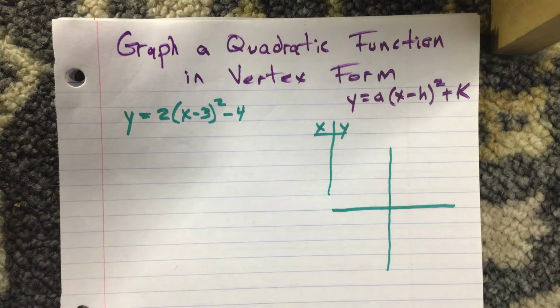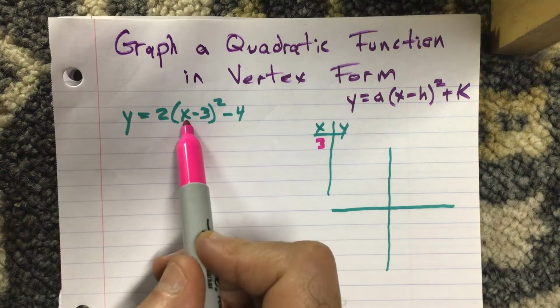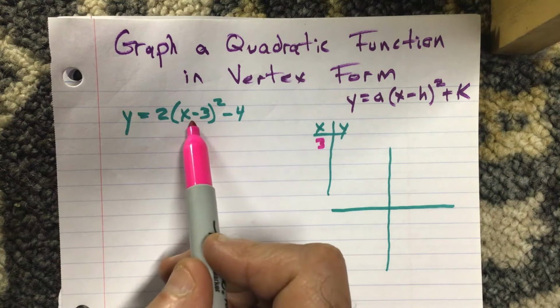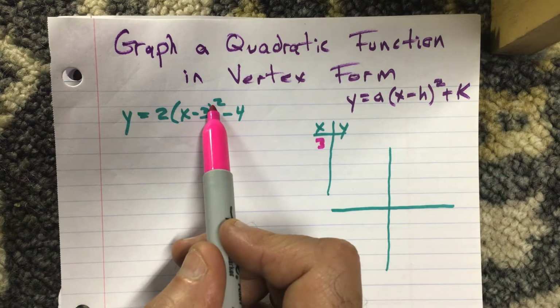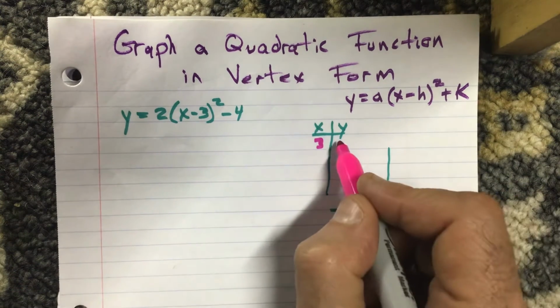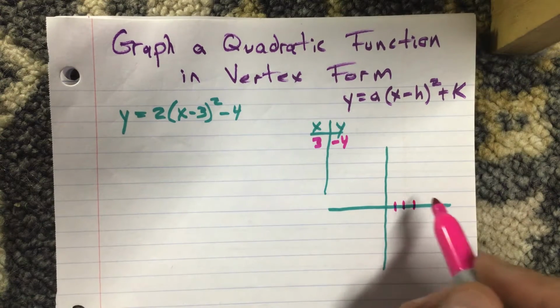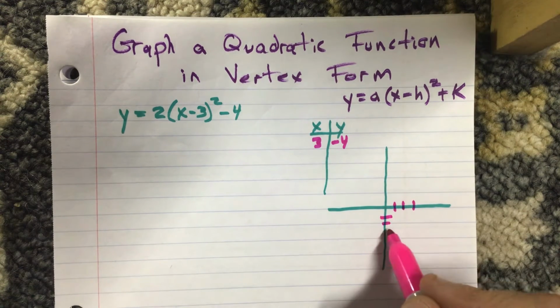So the first point that I'm going to plug in is 3. When I plug in 3, I get 3 minus 3, which is 0. 0 squared is 0, times 2 is 0, minus 4 is negative 4. This is my vertex: 1, 2, 3 over, and 1, 2, 3, 4 down.